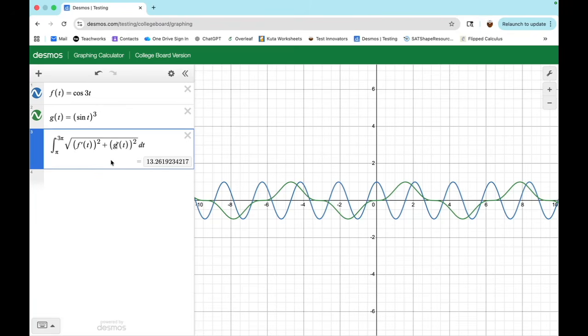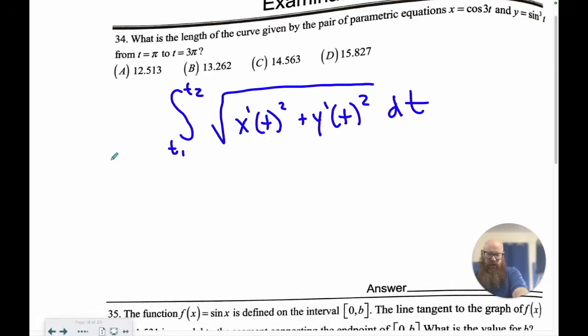It's actually something I feel like I knew, I just kind of forgot. We want to define functions like f, g, h. You don't want to use x and y, it gets too confusing with what Desmos is used to doing with x and y, but we can use t. So again, define the first one with f, the second one with g, and then just use the formula. All right, so the answer was 13.26, which is B.